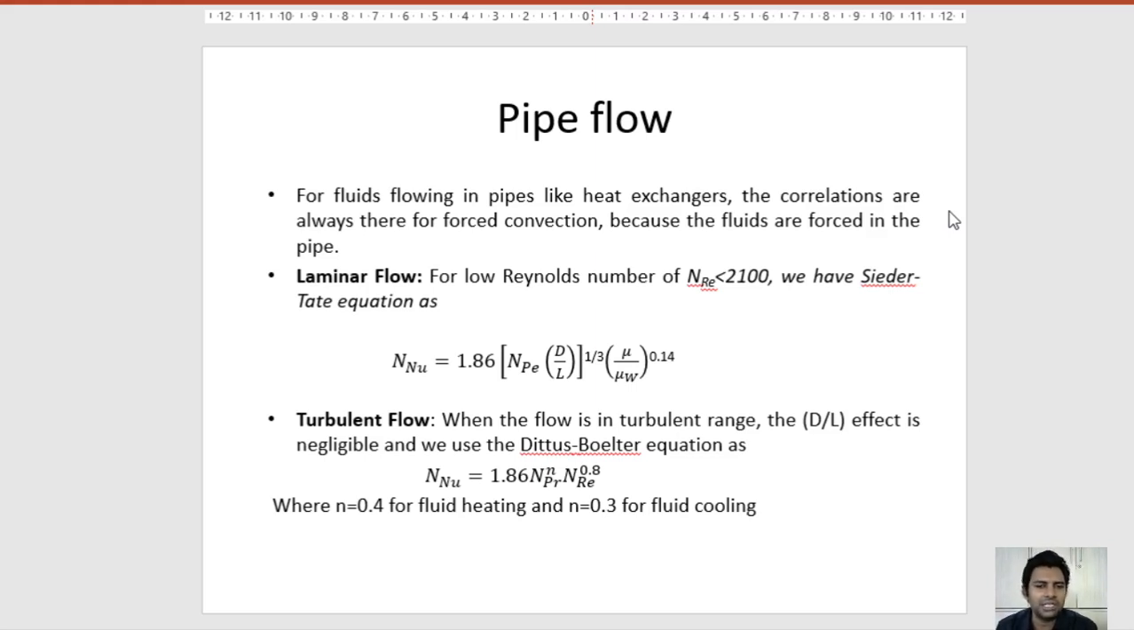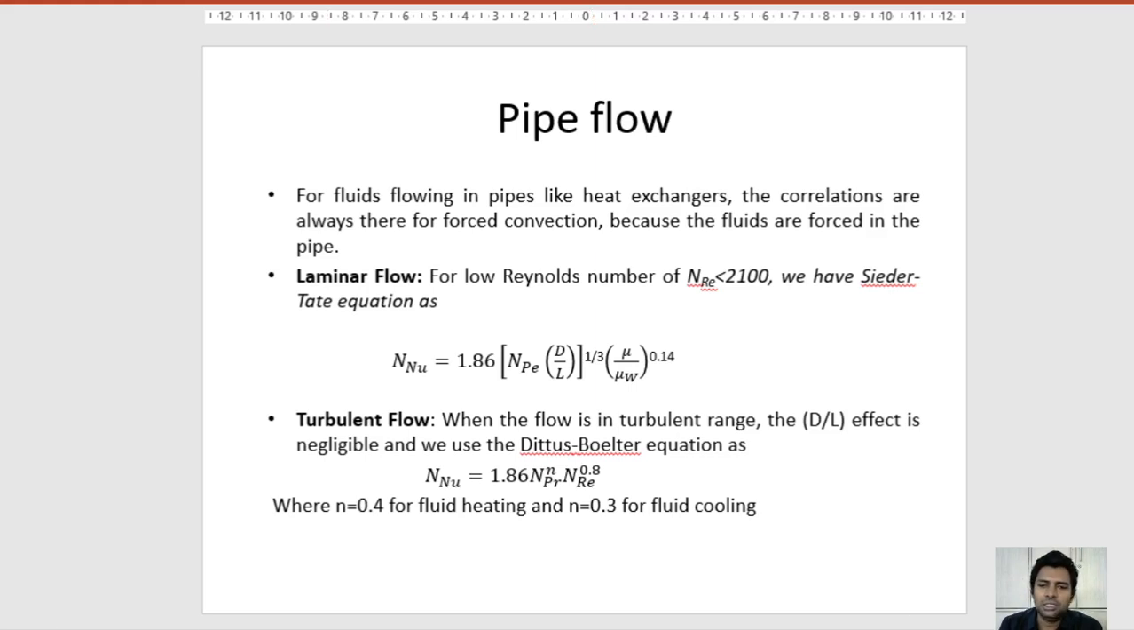Both the equations are again in Nusselt number, and for turbulent flow, n is mentioned for the Prandtl number. That means the power of Prandtl number is mentioned here in terms of n. So n is equal to 0.4 for the fluid heating and n is 0.3 for the fluid cooling.